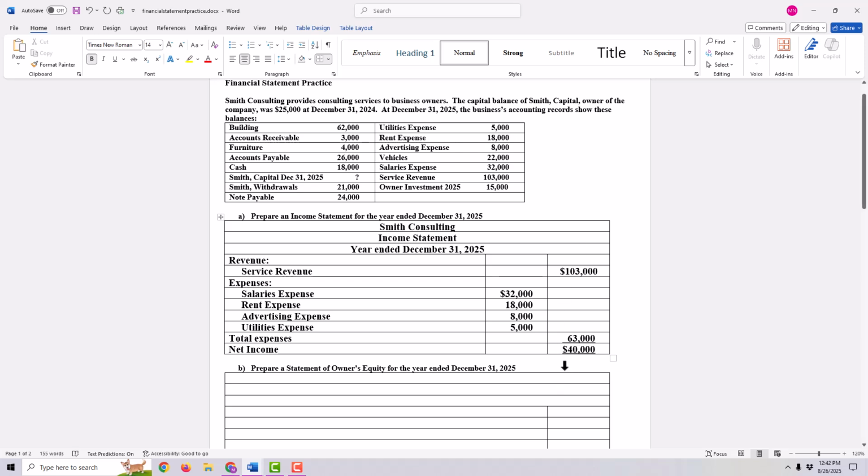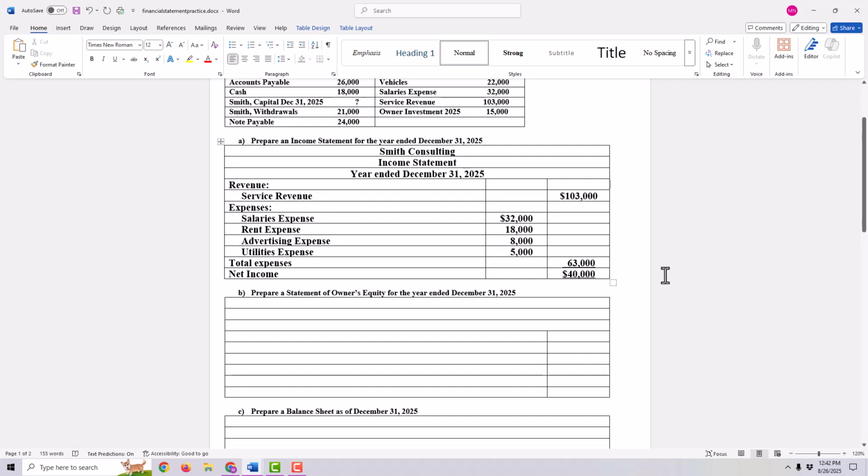So their net income, this is a profit because the revenue is a larger number than the expenses. So it's a positive number, it's a profit. If it had been reversed and the expenses were more than the revenue, then this would be a negative number and it would be a net loss. And that's all you have to do for the income statement.